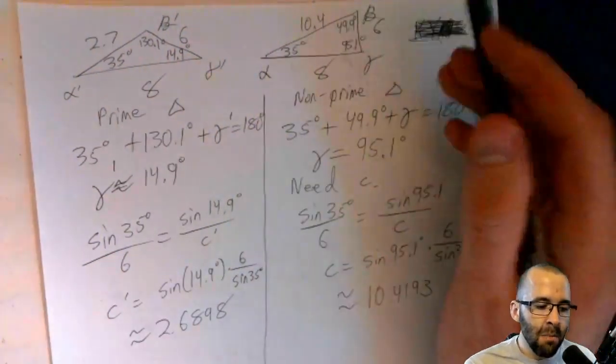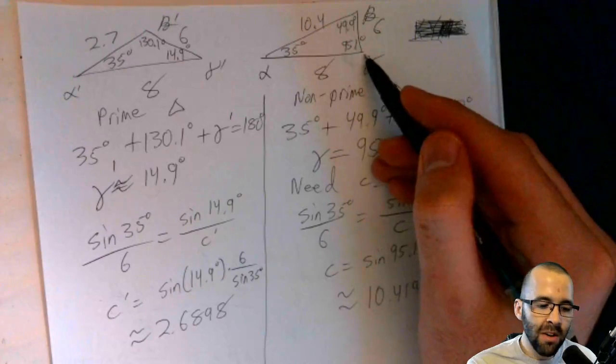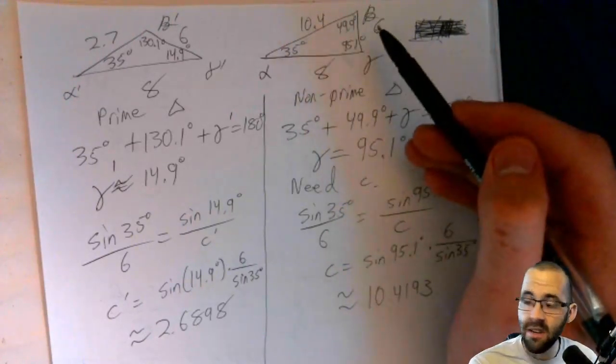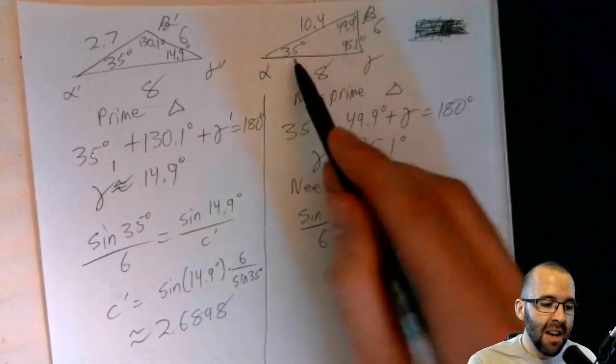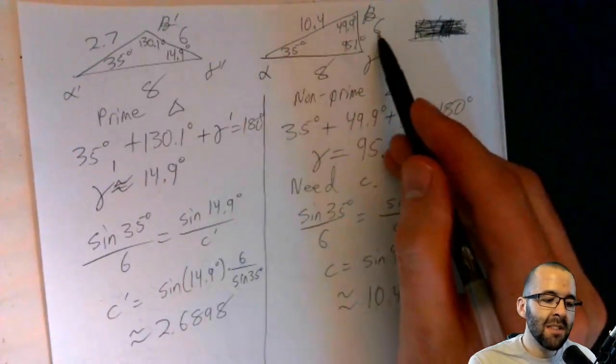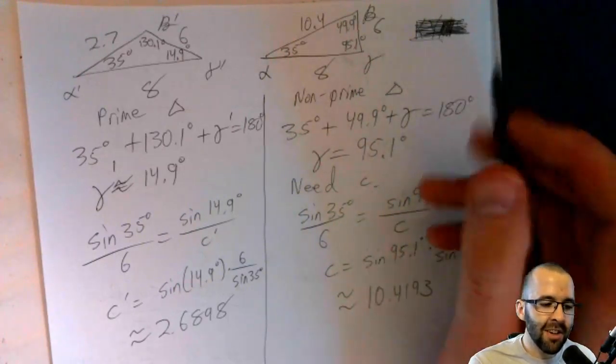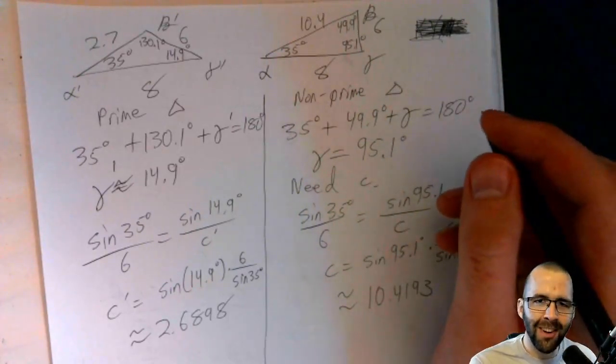Let's take it over to this triangle. Biggest angle, 95.1 degrees. Opposite side is 10.4. That's the biggest side. Good. Smallest angle is 35 degrees. Opposite side is 6. Yep, that's the smallest side. Good. That's real good.